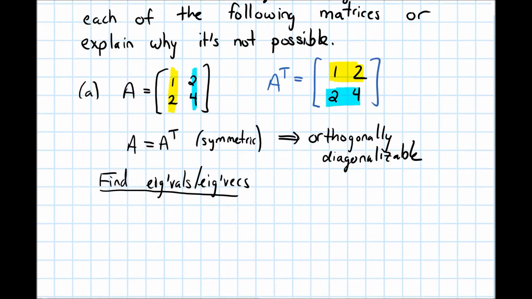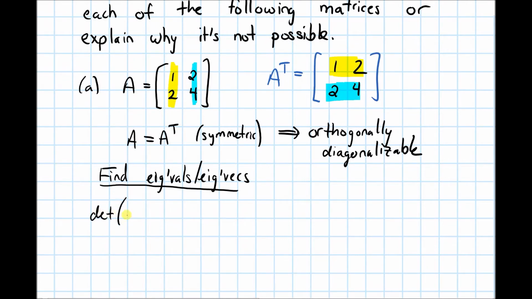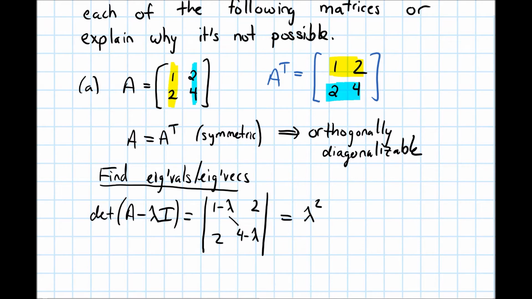So let's begin by looking at the characteristic equation. I need the determinant of A minus lambda I. I'll write some vertical lines to indicate I'm taking a determinant, and then I have 1 minus lambda, 4 minus lambda on the diagonal, and the other entries are both 2. If we multiply the 1 minus lambda times the 4 minus lambda, we'll get lambda squared minus 5 lambda plus 4. And then from multiplying the 2's together, we'll get 4, and we subtract that 4.